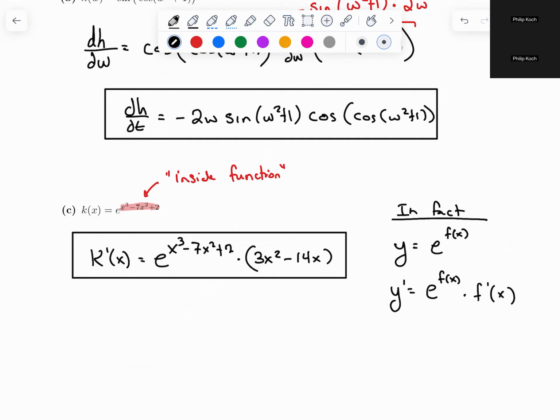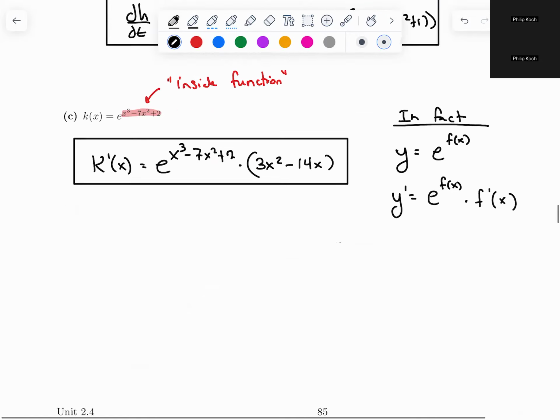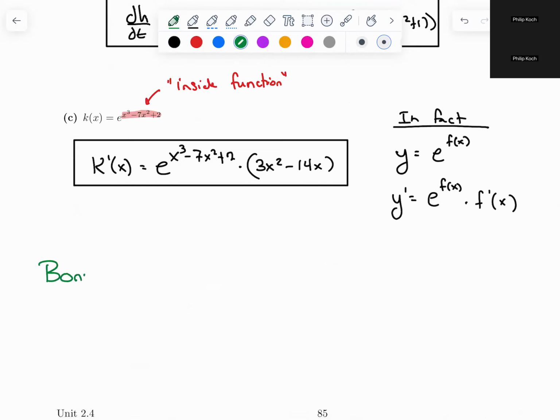Yes. So if it wasn't an e, if it was like 5 or something, 5 to the and then all that power, we just move it in front of the 5 though? Nope. Excellent question. So, bonus. What about y equals 5 to the x cubed minus 7x squared plus 2?